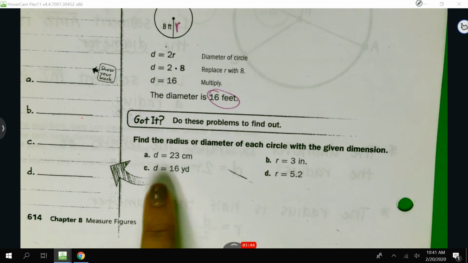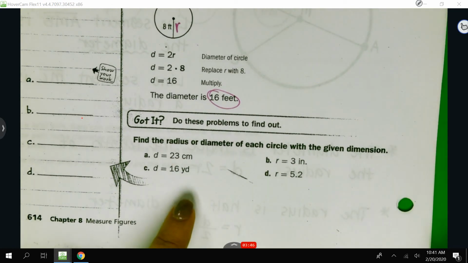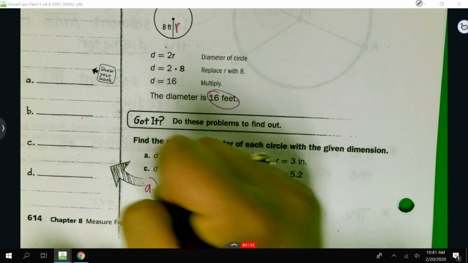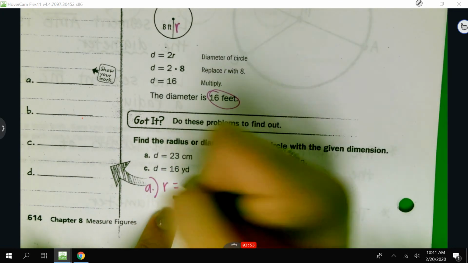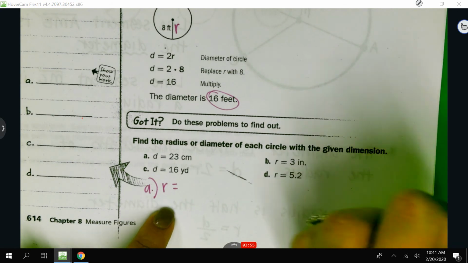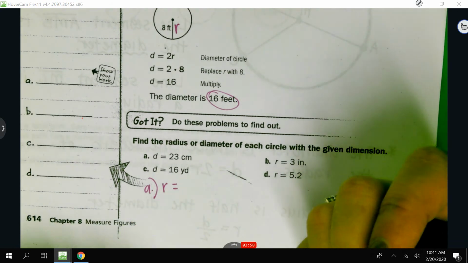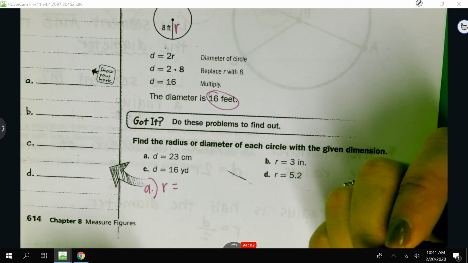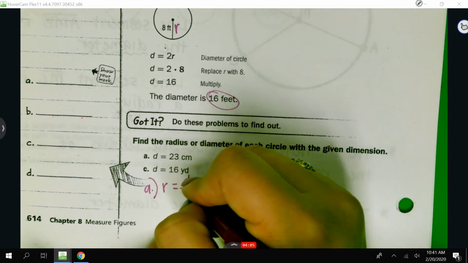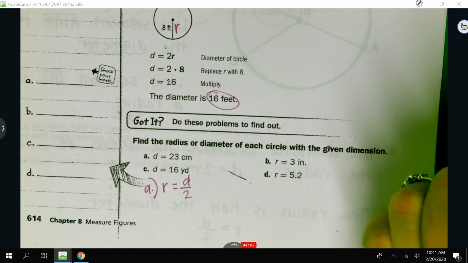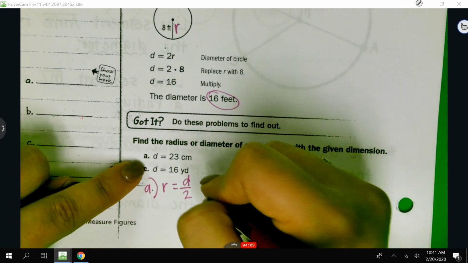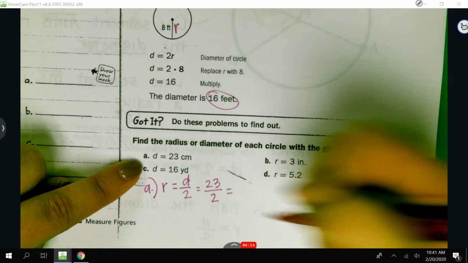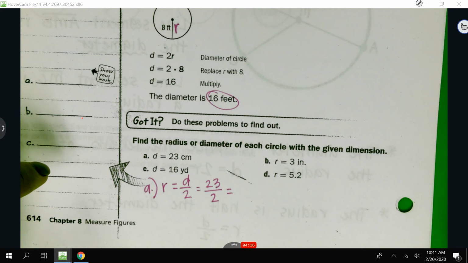Alright, so A through D, we're finding whatever they didn't give me. So in A, they gave me the diameter. So that means I want to find the radius. Okay. So what is my formula for radius? R equals what? D divided by 2. Okay. D is what they gave me, so I'm going to plug in 23. So 23 divided by 2.